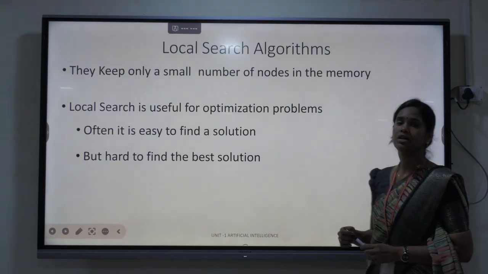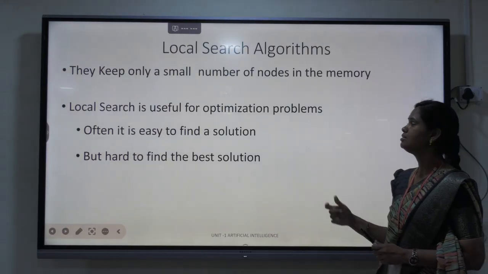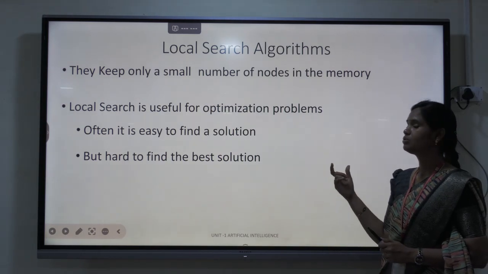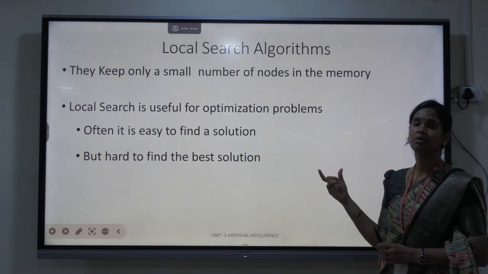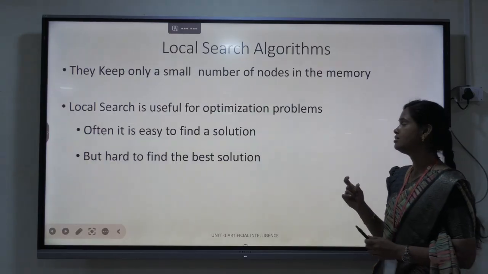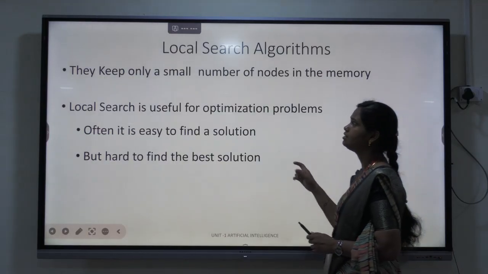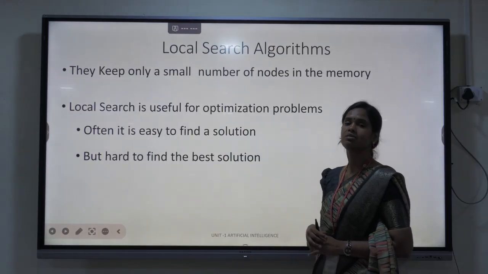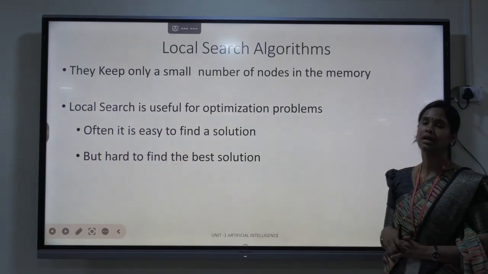The next is local search. This is why we call it local search: the search provides the optimal solution by considering the current state. As it is considered from the current state, we call this local search. Under this we will discuss the hill climbing algorithm.